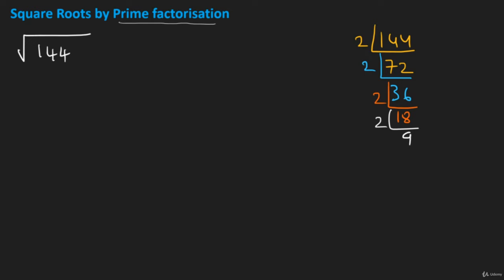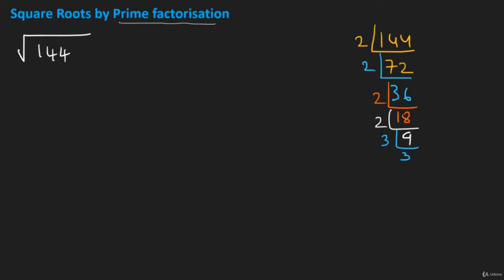And I can take out 3 from 9. So 9 by 3 gives me 3. Now, as per this, the prime factorized form of 144 is 2 to the power 4 into 3 square. Now, over here, we are trying to find the square root of 144.